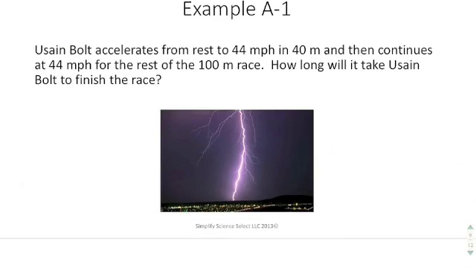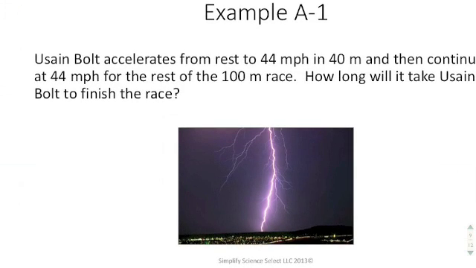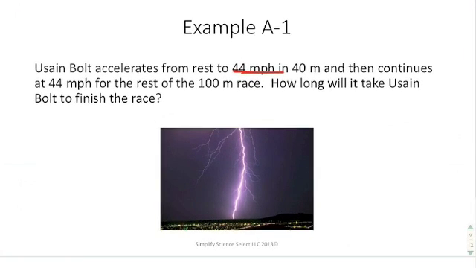This example says Usain Bolt accelerates from rest to 44 miles per hour, and he does that in 40 meters, and then continues at 44 miles per hour for the rest of the 100-meter race.